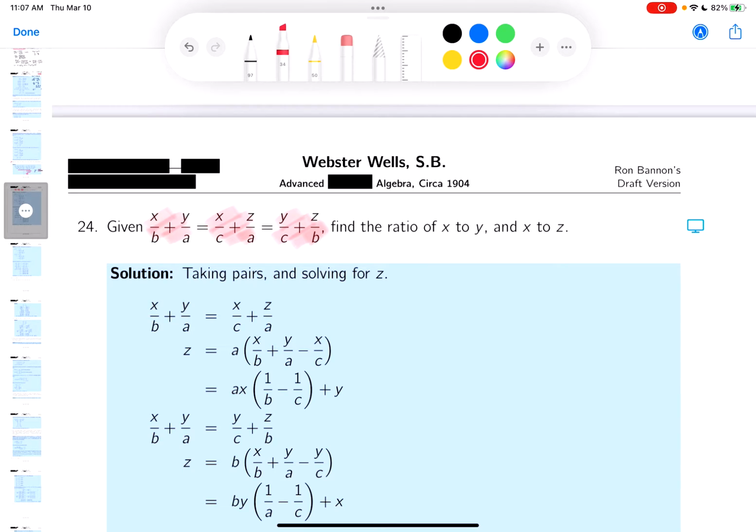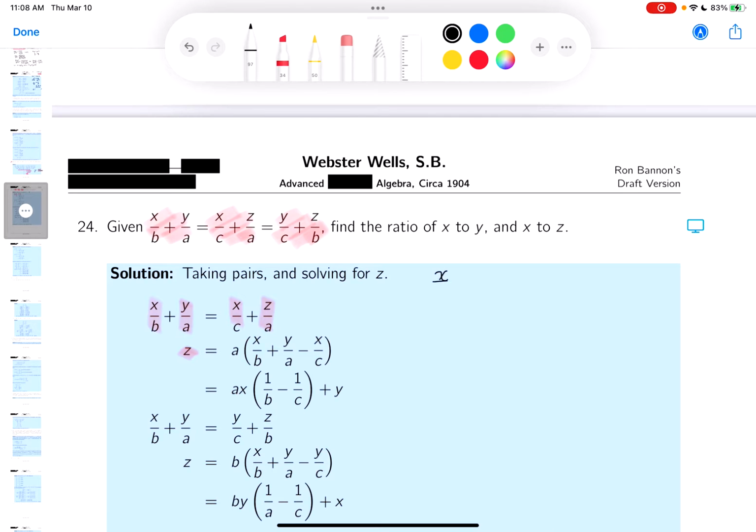So let's look at the first pair. That's x over b, y over a, x over c, z over a. I would say it's probably easiest to solve that for z, because z looks like pretty easy to solve for. Let me go through that with you.